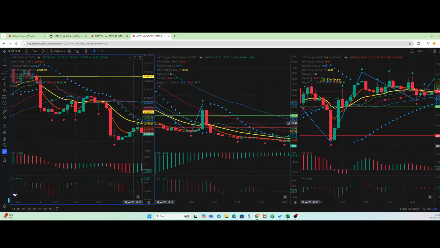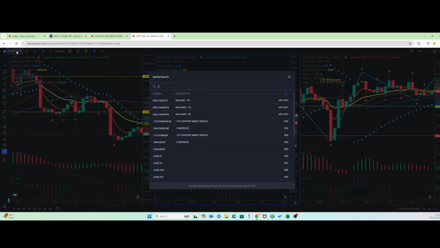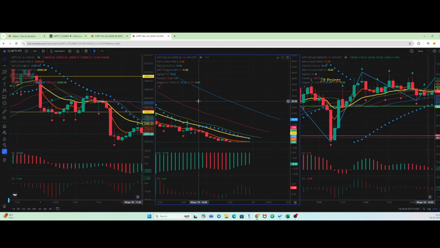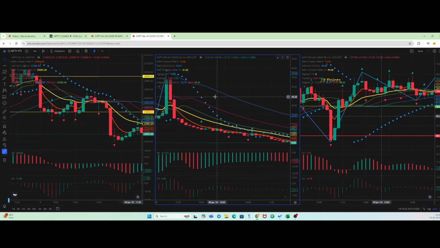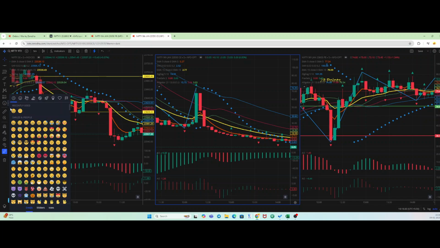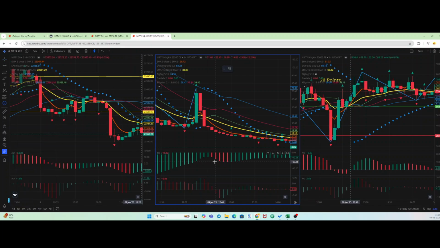Now, 23,600 we are changing to 23,550. If you see, at 23,550 this area is giving the signal. Here two candles, and this area is giving the signal.